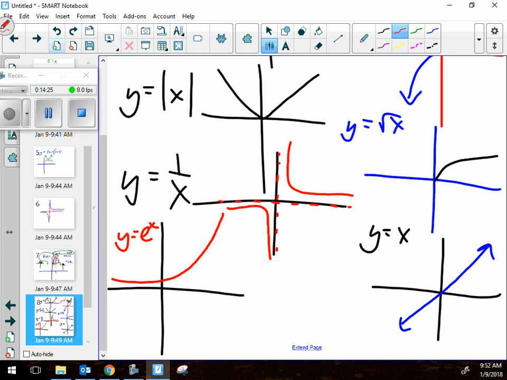2.7 approximately. E is about 2.7. 2.718 if you want to know exact. Well, it's not even exact. It's just a little more exact. Okay, and then how could I get points? Again, XY chart. Stick in 0, see what you get.